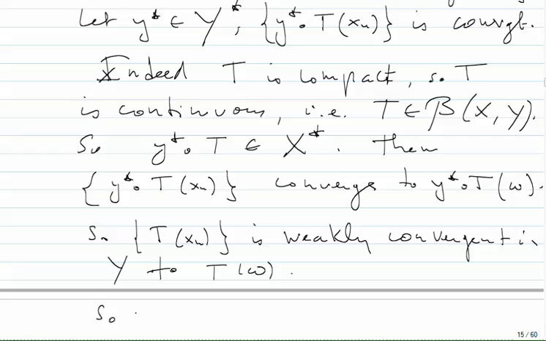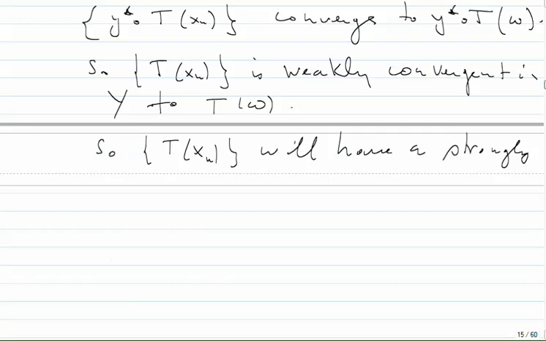So if you take, we know that T of xn will have a strongly convergent subsequence, and this subsequence, if it is strongly convergent in Y, has to be also weakly convergent. And we know that the weak limit of that subsequence is the same as the strong limit. And since it is a subsequence of T of xn, and T of xn is weakly convergent to T of omega, the subsequence will have to converge to T omega.